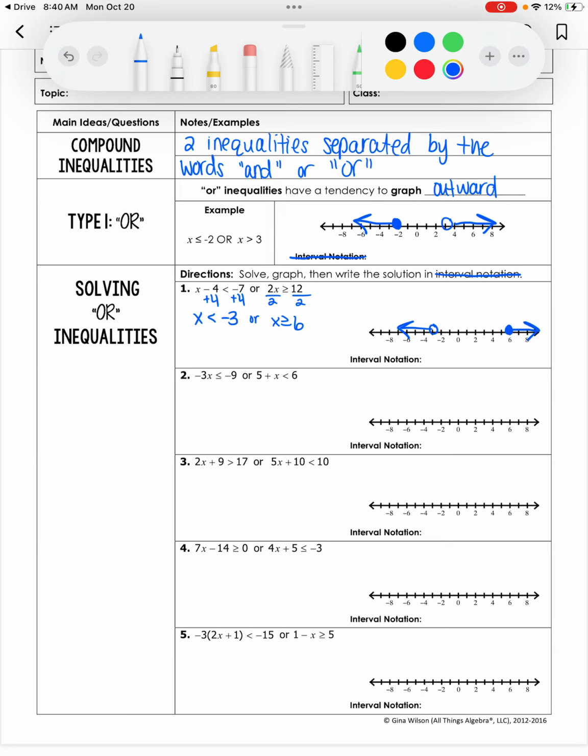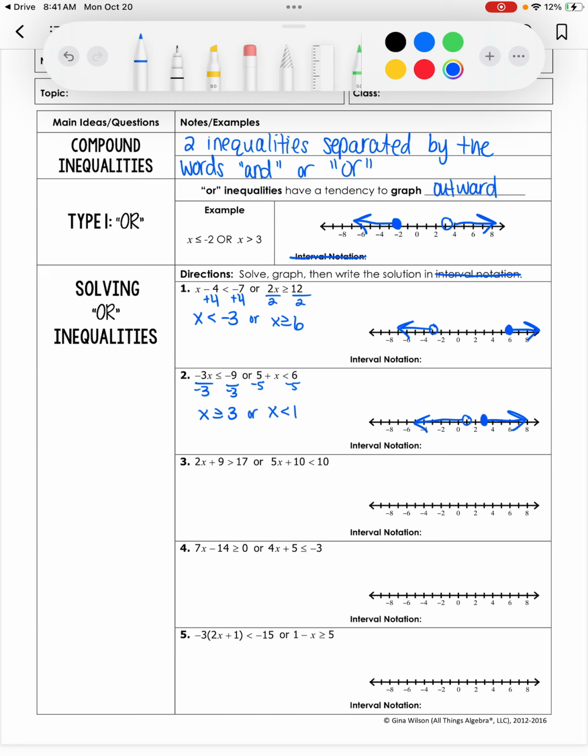Next one, we do have to be careful when we do divide by a negative. We still will flip the sign following all those same rules. So the less than or equal to symbol will flip around and turn into a greater than or equal to symbol because we're dividing by a -3, and -9 divided by -3 is +3. So that's the first one. For the second one, we would subtract 5 from both sides and get x is less than 1. So less than 1, open circle at 1, solutions are to the left. Greater than or equal to 3, closed circle at 3, solutions would be to the right.